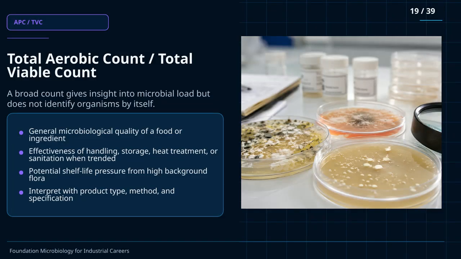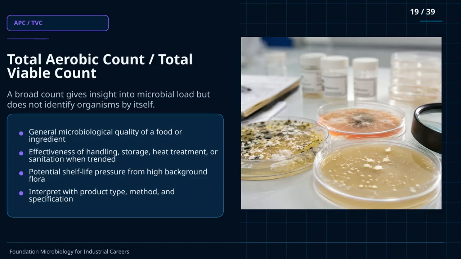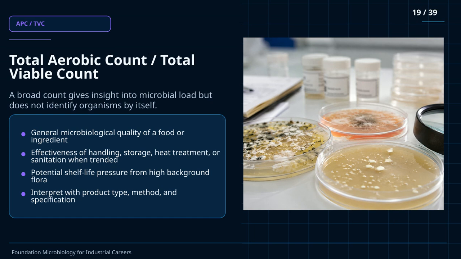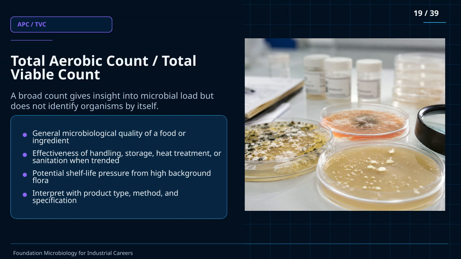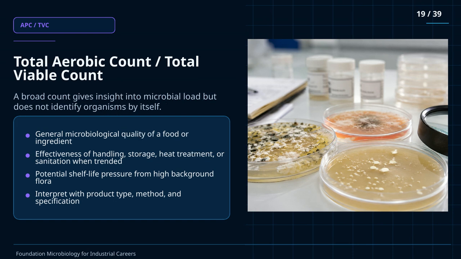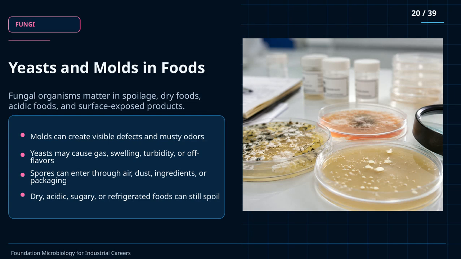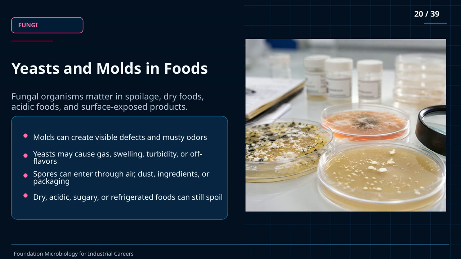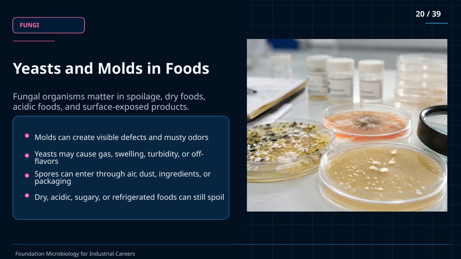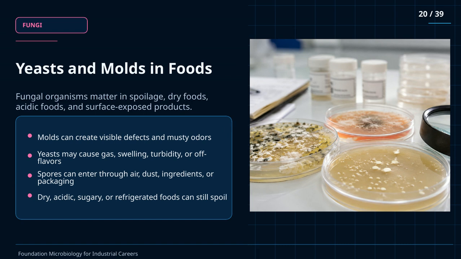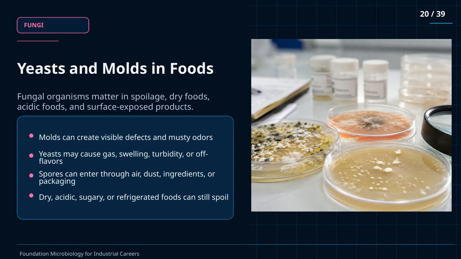A total aerobic count or total viable count gives a broad view of microbial load. It does not identify pathogens by itself and must be interpreted with the product type, method, specification, and trend history. Yeasts and molds are especially important in dry, acidic, sugary, refrigerated, and surface-exposed foods. They can cause gas formation, turbidity, off flavors, visible defects, and musty odors.